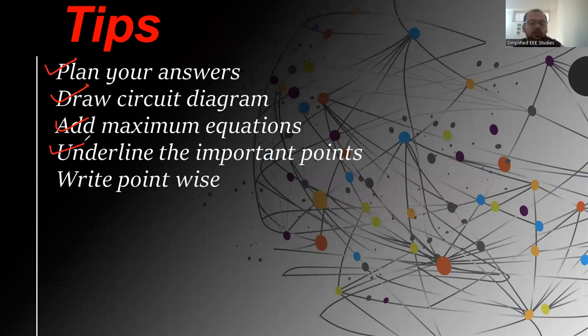Then underline the important points. Kindly underline. Try to highlight the points which you have written already, so the examiner should observe. Those who are doing the valuation should understand that these are the points which the candidate has written very clearly. Write point by point. No need to elaborate over 2 or 3 pages. That is not required. Since it's a technical subject, you have to mention point by point. That is very important. So these are the few tips I wanted to add.